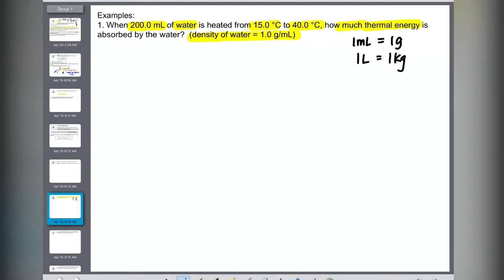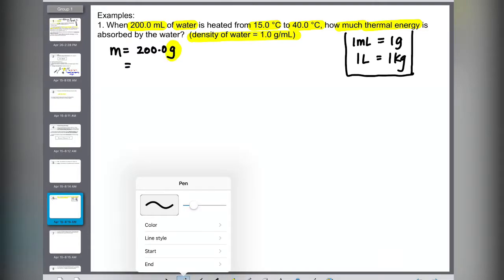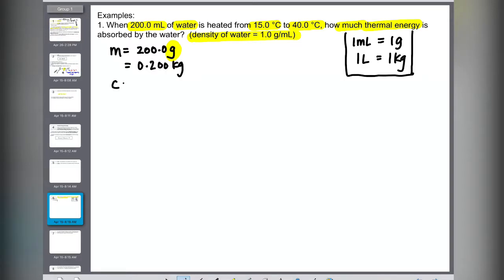I'm not going to bother showing the full work, but I do need you to know how to do the conversion. In this case, I still wanted to say the mass. Instead of 200 milliliters, 1 milliliter is 1 gram, so this is actually 200 grams of water. And don't forget, we need our unit to be in SI unit, which is kilogram. So divided by 1,000, this becomes 0.200 kilogram of water.